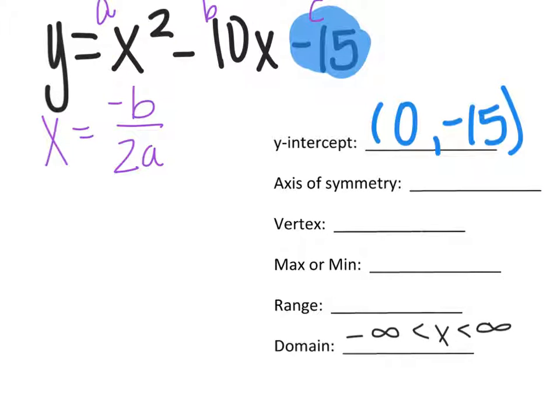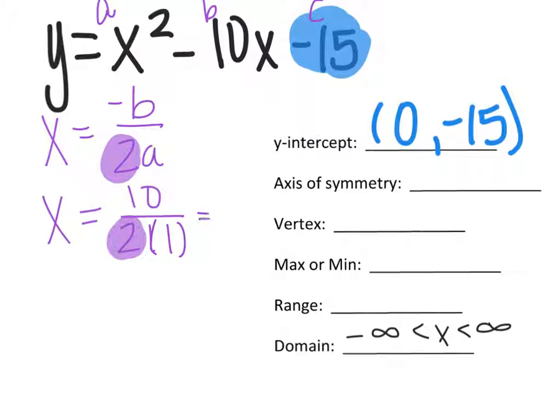So that means a in this problem is 1, because there is no number in front of x squared. Remember that the negative sign in front of b means the opposite of b. Well, b is negative 10, so the opposite of negative 10 would be positive 10. So this really means x equals 10 divided by 2, because this 2 is always in the denominator, times whatever a is. Well, a in this case is 1. So that would be 10 divided by 2, and 10 divided by 2 is 5.